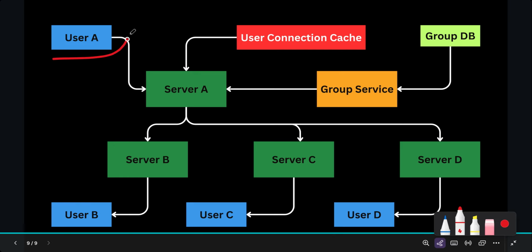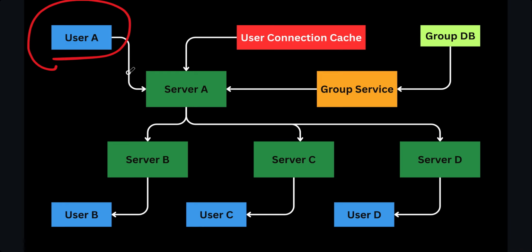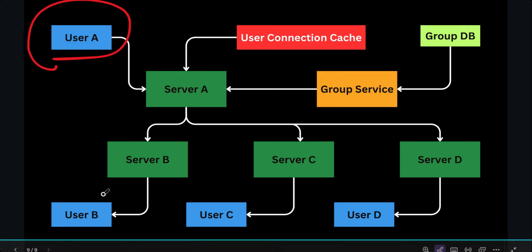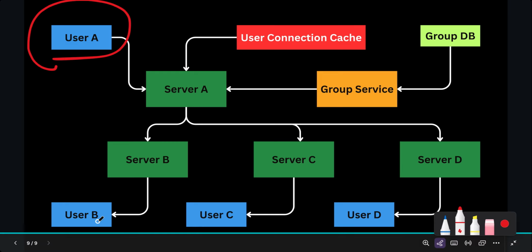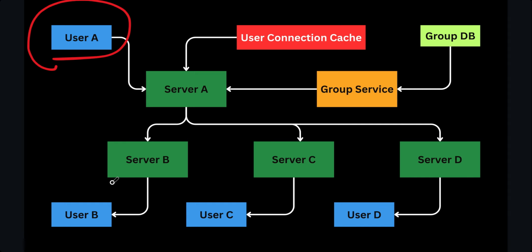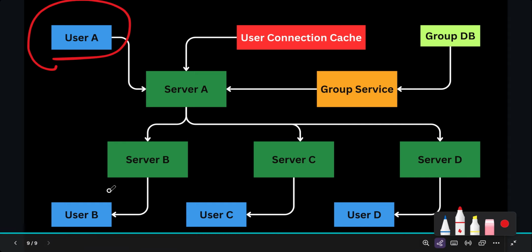So let's say that we have user A, and user A sends a message, and user A is in a group with user B, C, and D. So how will the message arrive or be delivered to B and C and D?